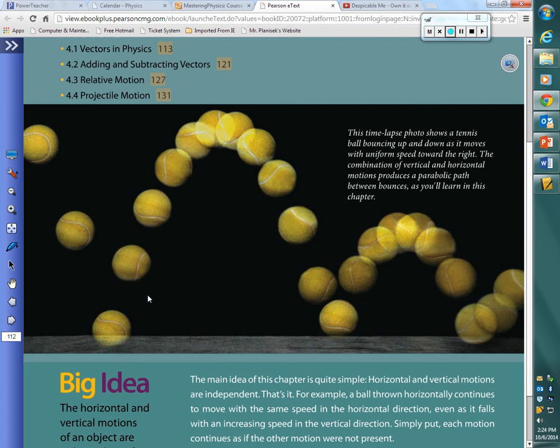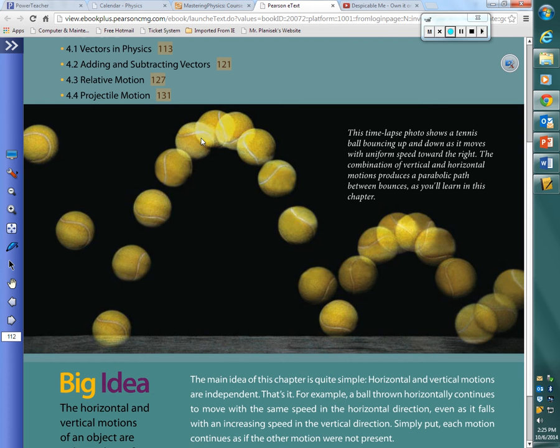But if we look at this tennis ball as it's bouncing along, if we look at its motion from here to here, to here, to here, there are some similarities between what we see in this picture and what we saw in the last chapter. For example, what do you see about the spacing between the tennis balls as it's bouncing upward?